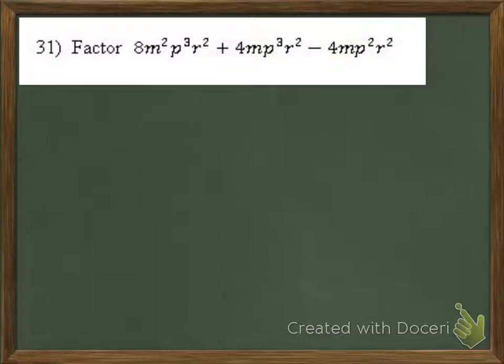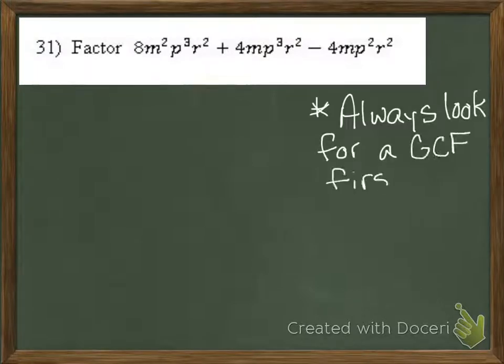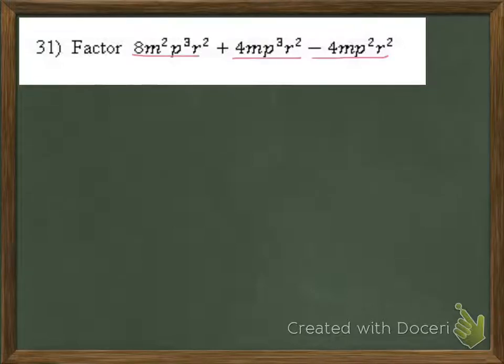On problem 31, we're supposed to factor the given polynomial. Anytime you factor any polynomial, you always want to look for a greatest common factor first. And so that's how we're going to approach this one. We're going to look at each term and see what each term is divisible by. Look at numbers first and then look at variables.